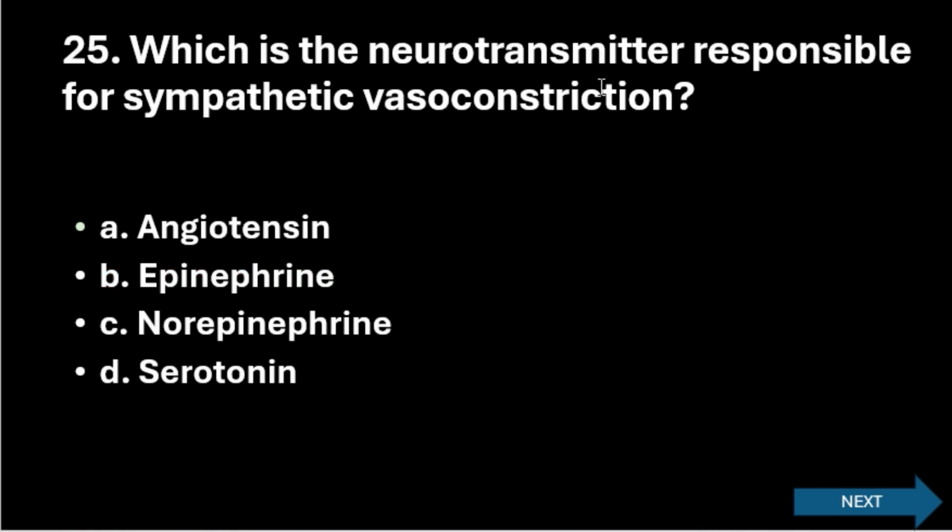Which is the neurotransmitter responsible for sympathetic vasoconstriction? A angiotensin, B epinephrine, C norepinephrine, and D serotonin. Here the answer is norepinephrine, which will act on the alpha-1 adrenergic receptor to cause sympathetic vasoconstriction.